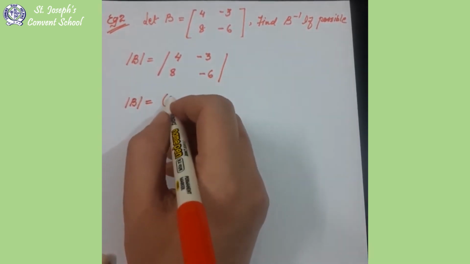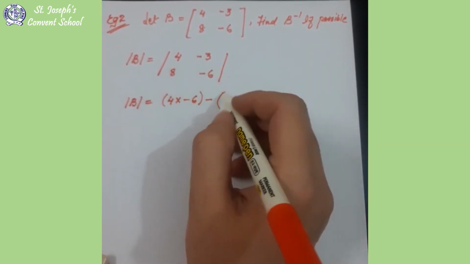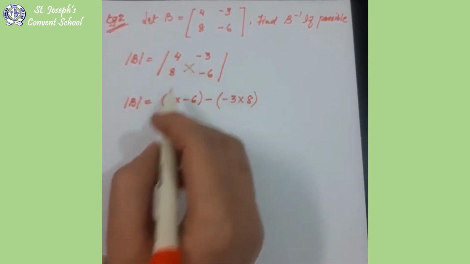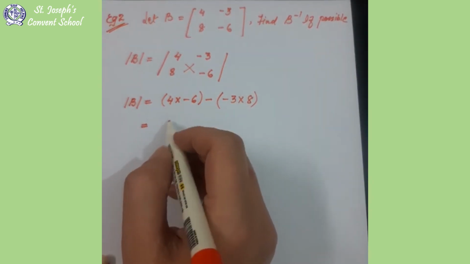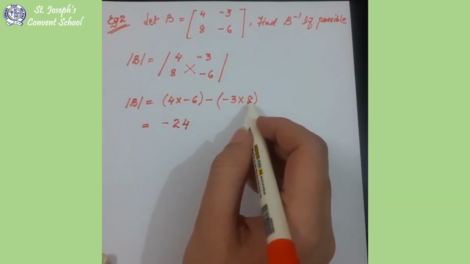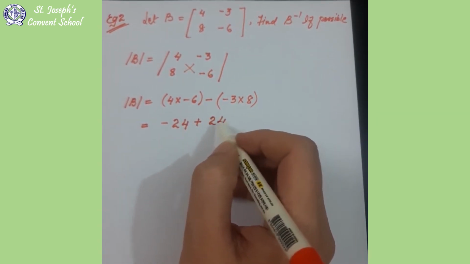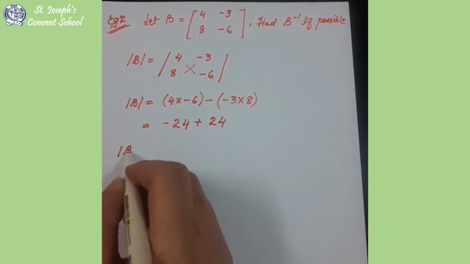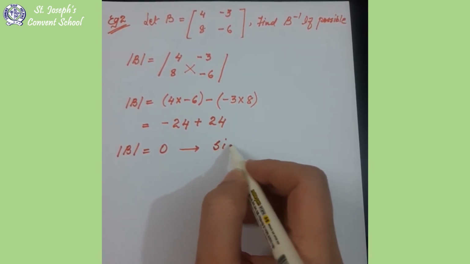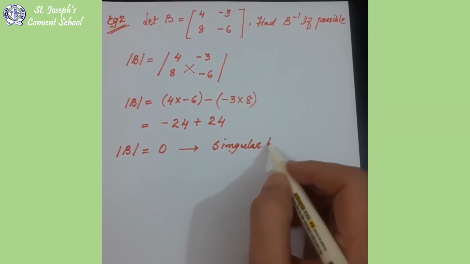First into last, 4 into minus 6, then minus sign. Second into third, minus 3 into 8. Cross multiply this way and this way. 4 into 6 is 24, minus sign means minus 24. 3 into 8 is 24, and minus into minus plus 24. Now in this case, determinant of B is equal to 0. So you can see that this is a singular matrix. Okay, this is a singular matrix.